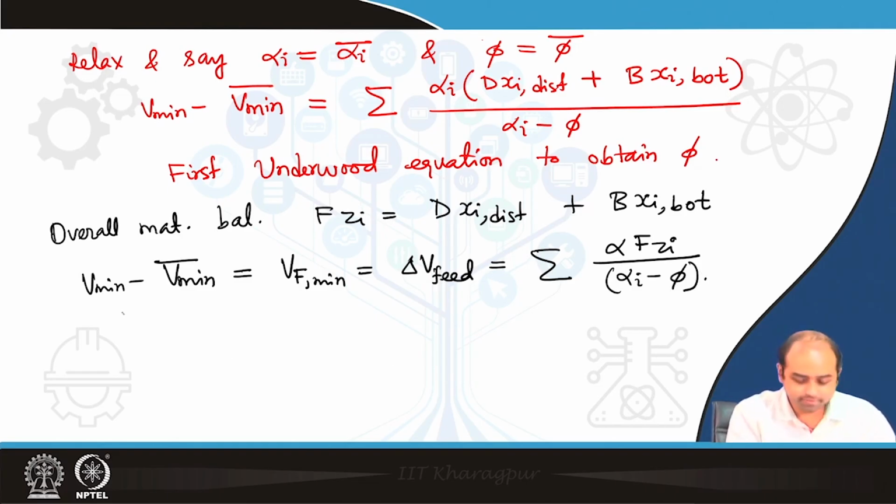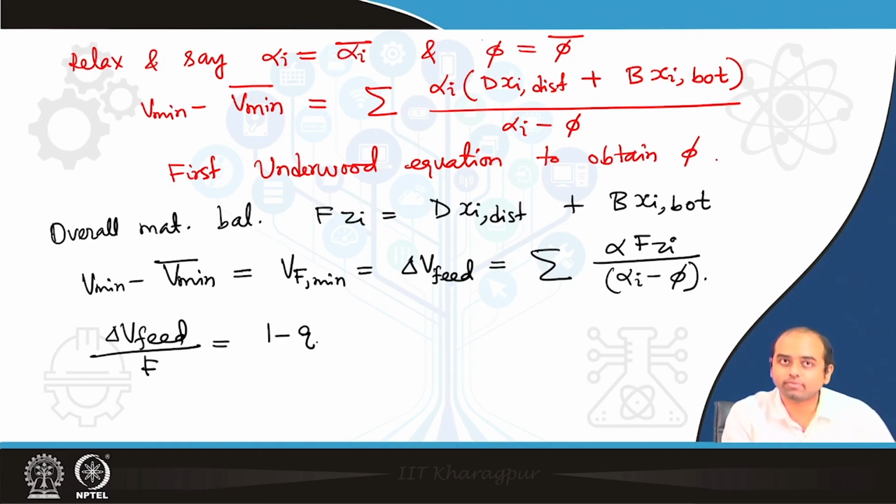And what is this delta V? The difference of the vapor flow rates in the enriching and in the stripping section is equal to the amount of vapor present in the feed, right? So delta V in the feed divided by F is nothing but 1 minus q.